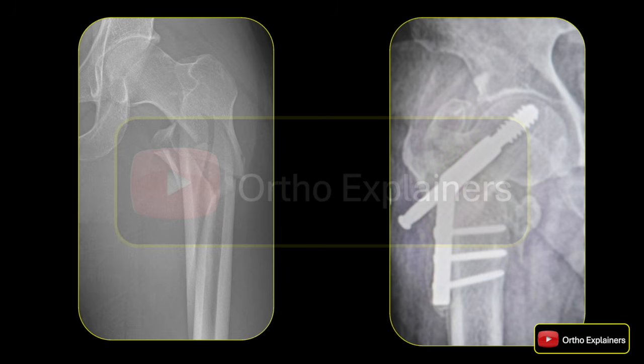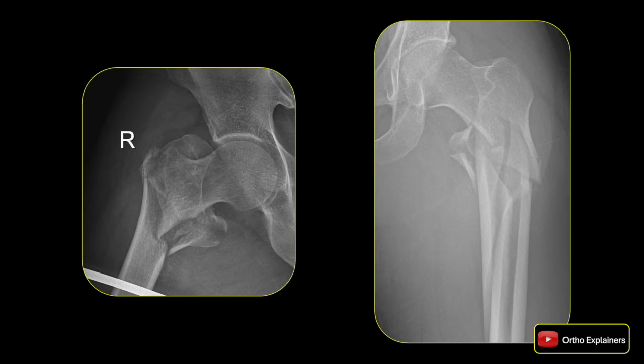So take a look at these. These are the two classic unstable patterns you've got to burn into your brain. On the left, you've got your reverse obliquity fracture, and on the right, the trans-trochanteric pattern. The big takeaway for both of these? They lack a competent lateral buttress. That's a huge deal.